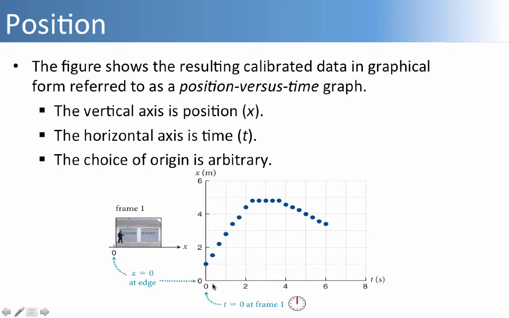If we calibrated it by distance and time, if we had that information in order to do that, we would then have what's called a position versus time graph. So this figure is the calibrated position versus time graph, where the vertical axis is position, referred to as x, and the horizontal axis is time, t. The origin is arbitrary, and we'll understand that with a few examples.